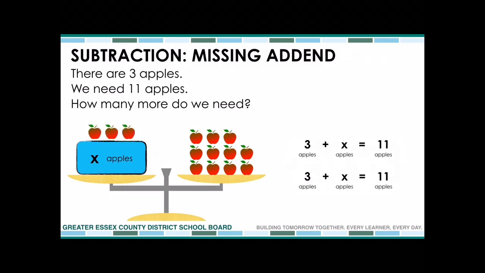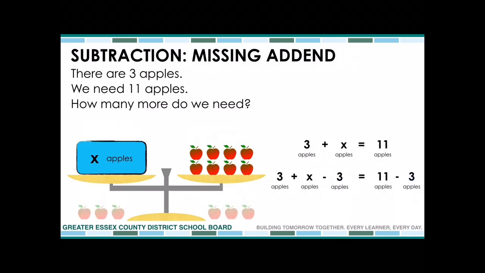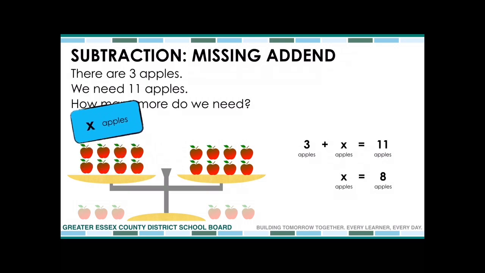Like we did before, we can actually start removing an equal number of apples on either side. On the left side, I can see there are 3 apples, and I can remove those from the left and the right. And using the commutative property and the associative property, as we learned a few videos back, we can actually see that the result must be that there are 8 apples needed. So under that blue box, there should be 8 apples, and there are.